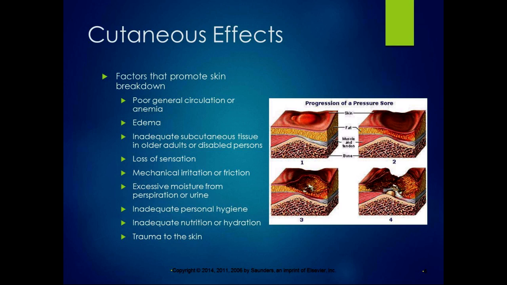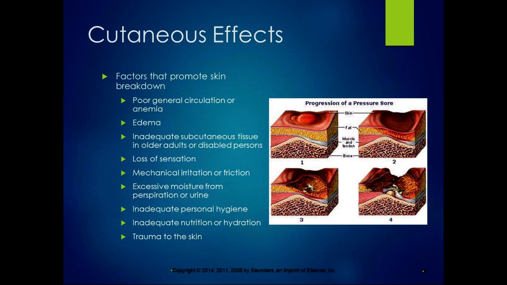What you can get when you have immobility in terms of the skin is you can actually get skin breakdown. So, you're immobile and you're lying down, you have diminished venous return, so you have poor circulation, potentially anemia because your iron's not getting circulated, your oxygen's not getting circulated, edema because you have lack of the muscle pump that's helping with that fluid return. With older adults or disabled people, remember when we talked in aging, the subcutaneous tissue thins, and so they have less padding, basically.